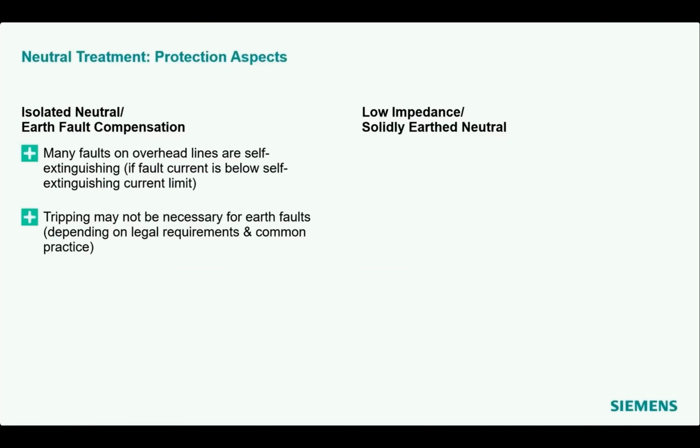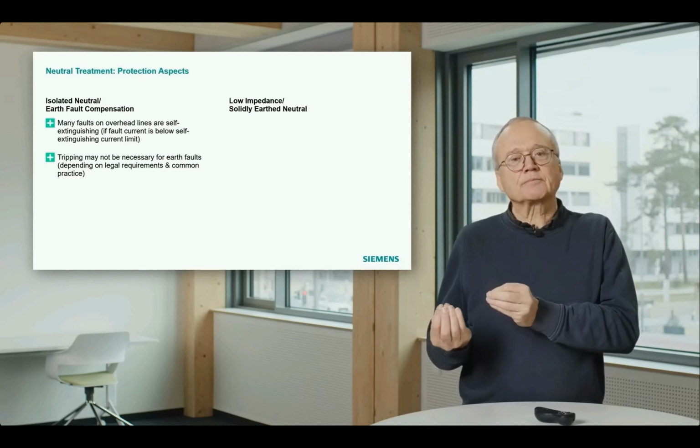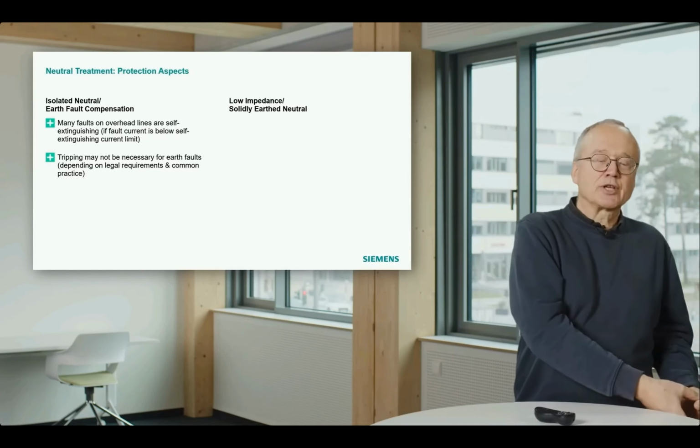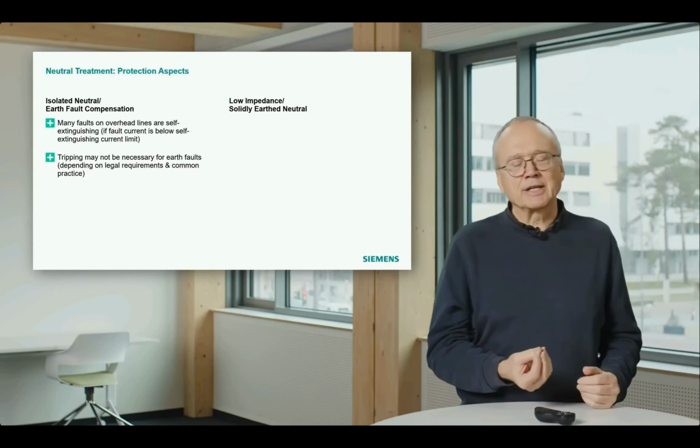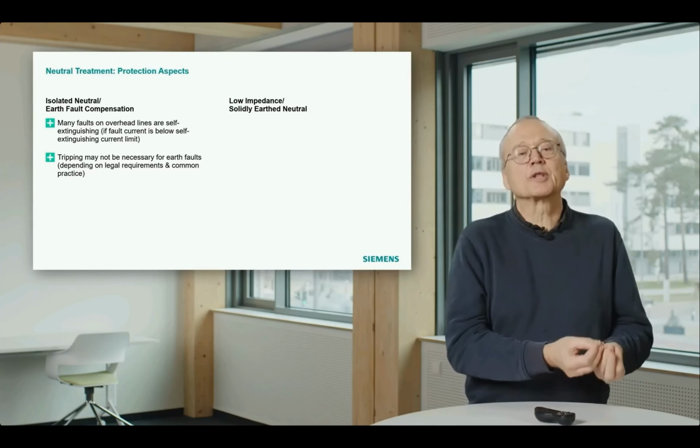The other advantage is that tripping may not be necessary. That means you can continue operation with an earth fault, but of course not for days, and it also depends on legal requirements. So let's assume we have maybe 30 amps current flowing in a compensated system, 20 to 30 amps. Compared to short circuit, it's a low current. But on the other hand, if you have 20 amps somewhere in a cable, you can imagine it will produce some heat in the cable and it will destroy the cable at the location.